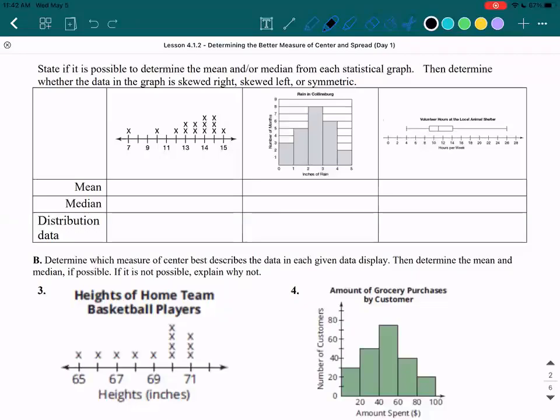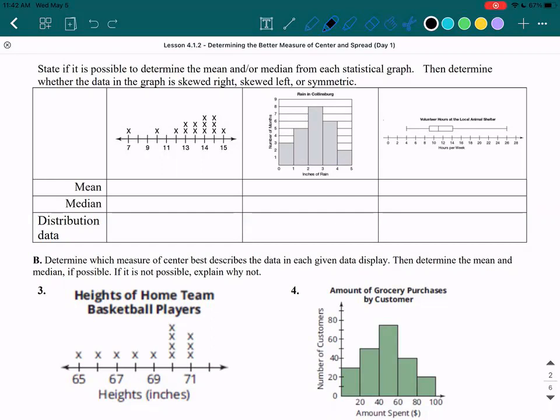Okay, so for this category, let's fill out this chart together. It says state if it is possible to determine the mean and/or median from each statistical graph. Then determine whether the data in the graph is skewed right, skewed left, or symmetric. So just based on the shape of what we see here.